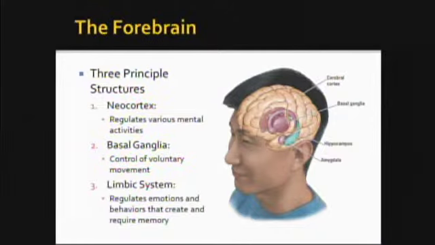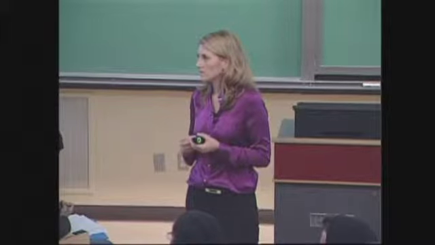So again, if you have damage to any of these regions, you start to get some funky things happening with motivation and emotion. Yes? You were saying that if they don't think about it, then they can do it. What do you mean by that?